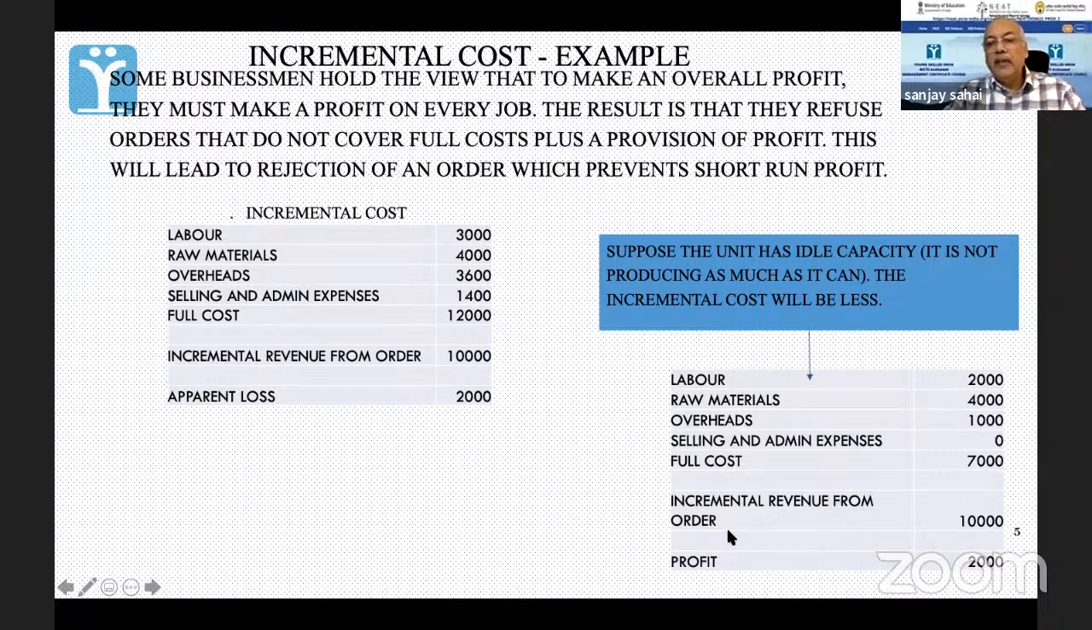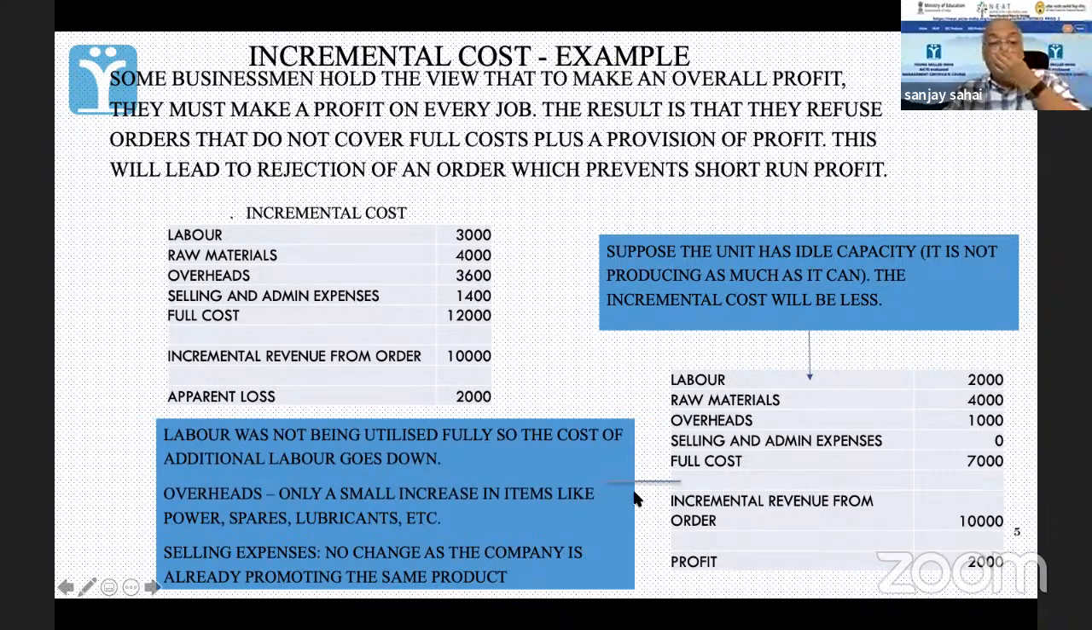Now, the incremental revenue from the order is 10,000. So at the end of the day, you end up with a profit of 3,000. 10 minus 7, you get 3,000. So if you look at it this way, it changes. I've tried to explain it here that labor was being utilized fully, so the cost of additional labor goes down. Overheads, only a small increase in items like power, spares, lubricants, etc. Selling expenses, no change as the company is already promoting the same product.